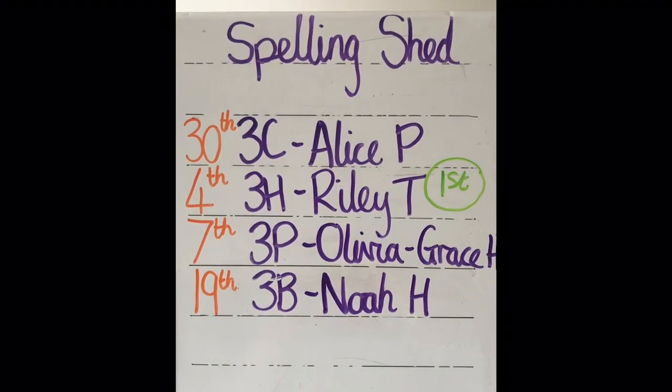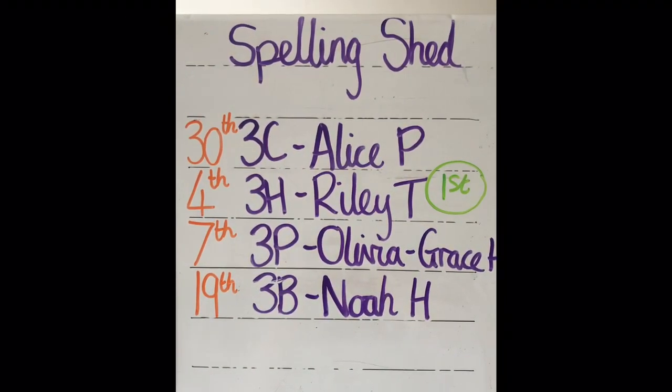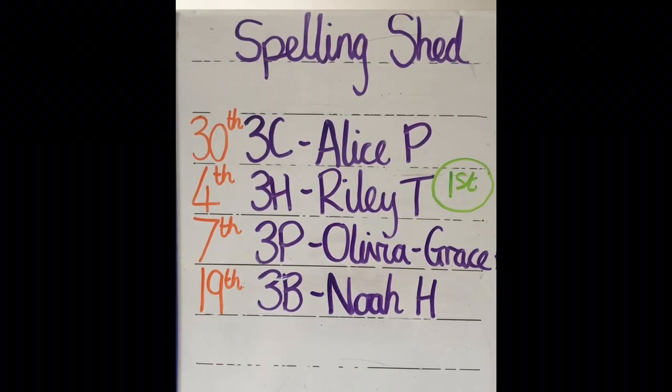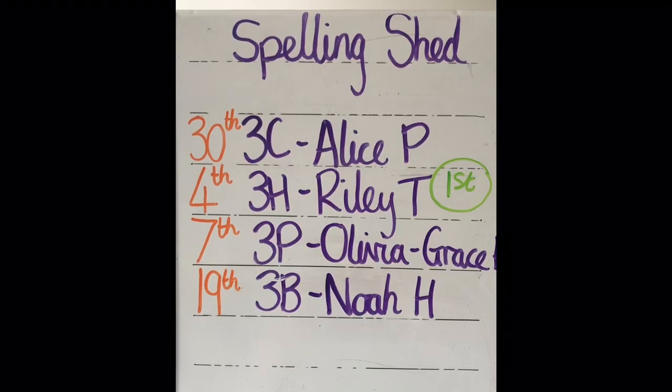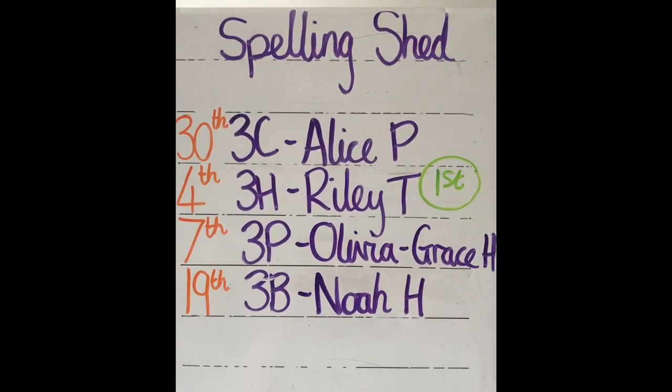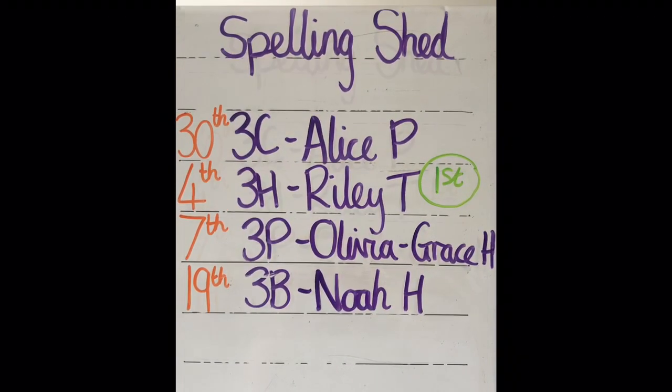You can see down the side in orange is the position which each class is currently in the whole school. So 3H are winning at the moment out of year 3, they're in 4th place. 3C, you're trailing behind in 30th. Let's see if you can boost that up for next week.